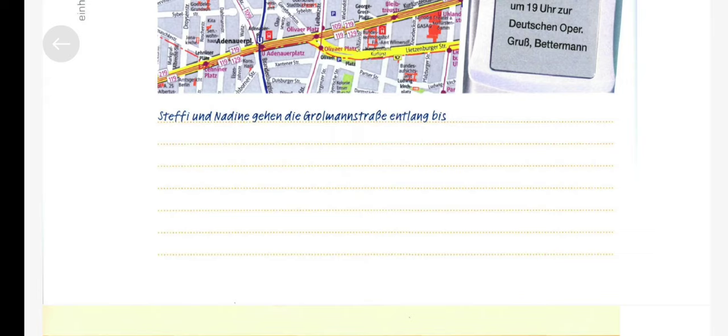Steffi und Nadine gehen die Grolmanstraße entlang bis zur Goethestraße. Sie gehen links in die Goethestraße bis zur Weimarer Straße. Dann gehen Sie rechts die Weimarer Straße entlang bis zur Bismarckstraße. Sie gehen über die Bismarckstraße und dann links bis zur Deutschen Oper. Dann da ist die Deutsche Oper.